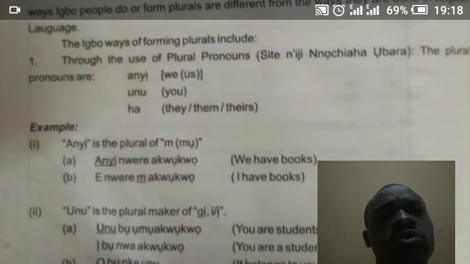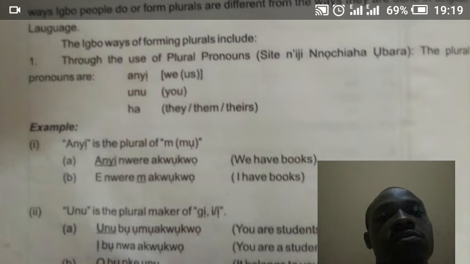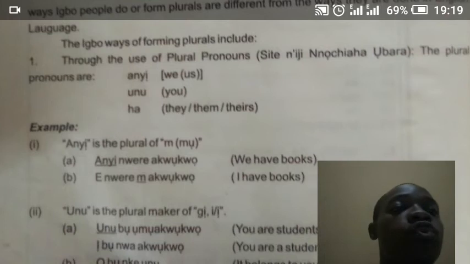Unu, that is what? Unu, that is, their place they wrote it you. Ge could be you as well. The next one is ha, that means they, them, or theirs. Okay, unu could mean what? If we put it in a sentence, you people, unu, you people, or all of you, as long as you are referring to human beings.